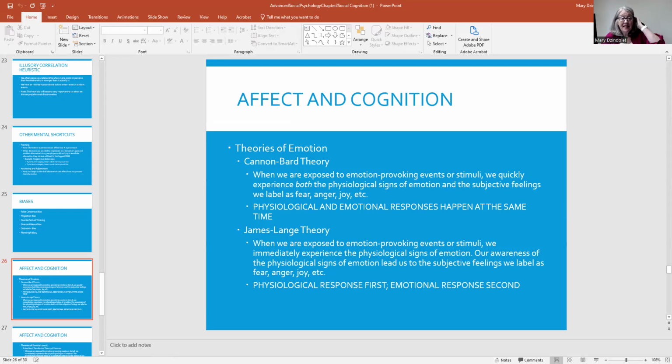So James-Lange says, first we have our physiological response, and then we have the emotional response. So Cannon-Bard says they happen at the same time. James-Lange says, nope, it's the physiological first, then the subjective one. So James-Lange theory says, when we are exposed to emotion-provoking events or stimuli, we immediately experience the physiological signs of the emotion. Then our awareness of the physiological signs of emotion leads us to the subjective feelings we label as fear, anger, joy, etc.